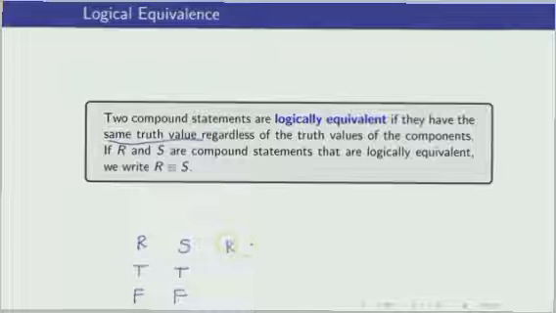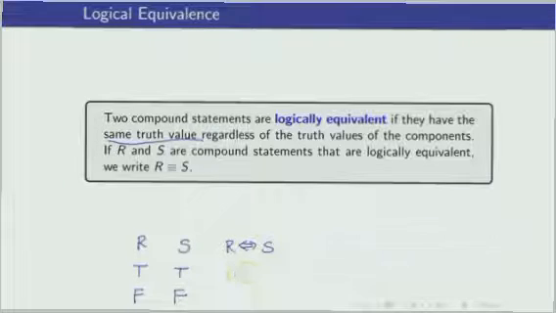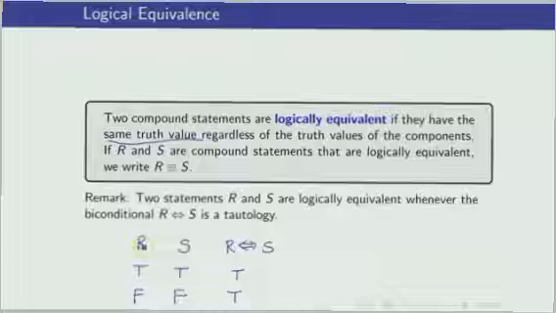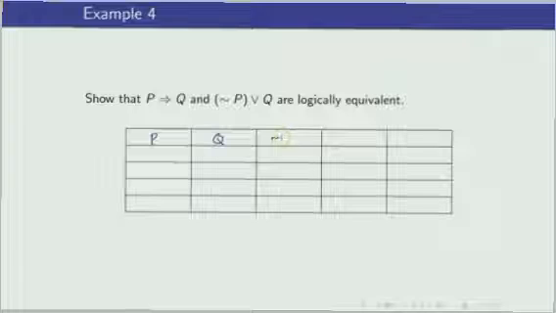And that means that if we consider the statement R if and only if S, recall that a biconditional is true whenever the two statements have the same truth value. So therefore, this is always true. Hence, we can say that two statements are logically equivalent whenever the biconditional is a tautology. Let us show that P implies Q and not P or Q are logically equivalent. We need the column for not P or Q.